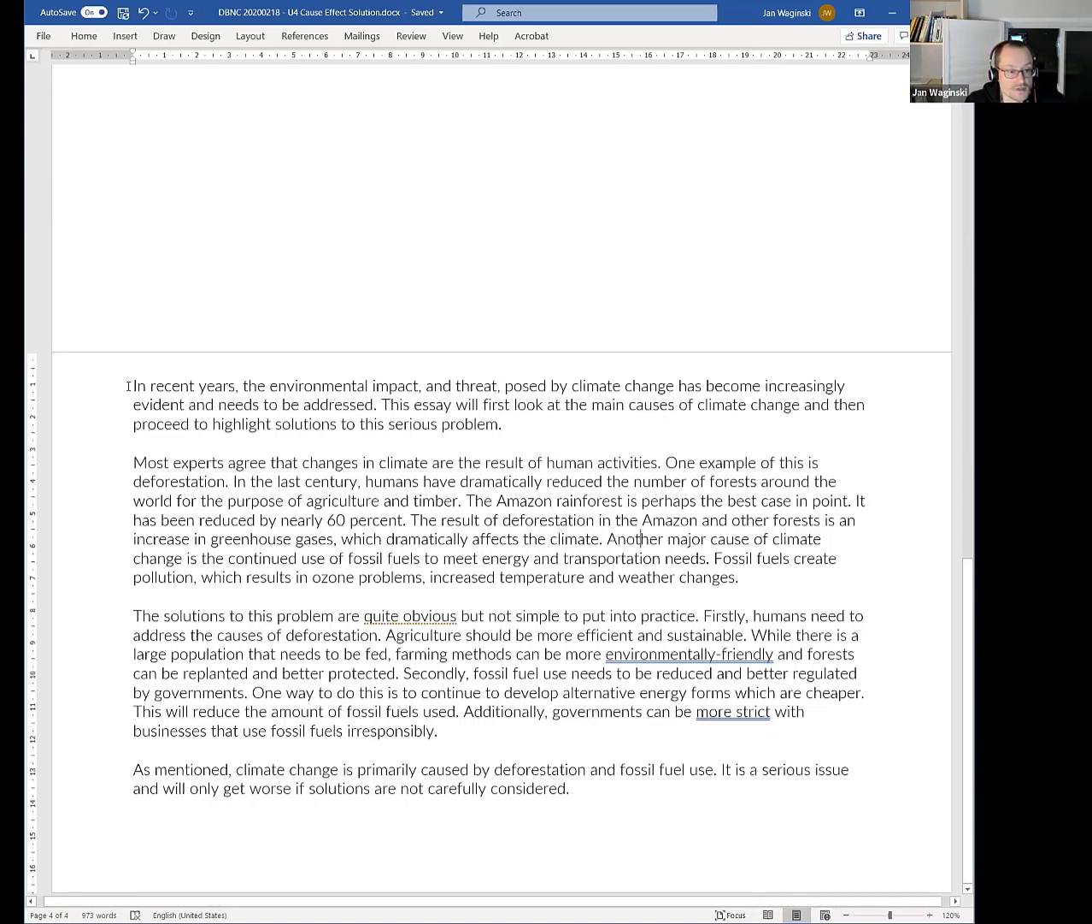So, in recent years, the environmental impact and threat posed by climate change has become increasingly evident and needs to be addressed. So let's see what we can use here.